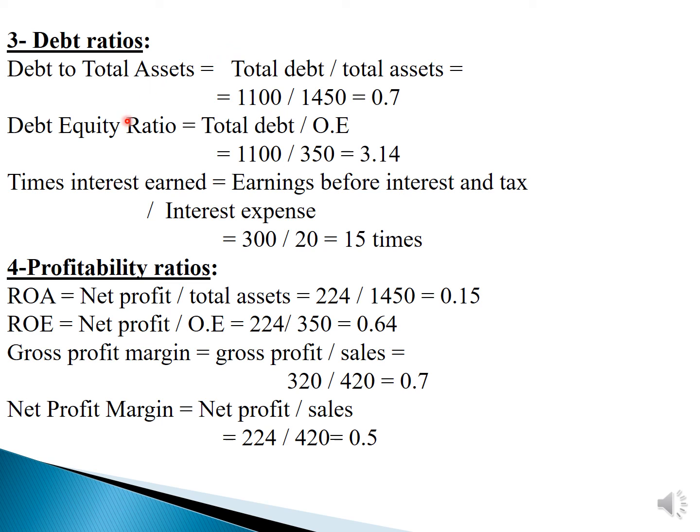And we are going also to apply the rules: total debt on owner's equity, and earnings before interest and tax. We are going to bring this number from the income statement and this number also from the income statement. About the profitability ratios, we have return on assets, return on equity, gross profit margin, net profit margin. Also, we are going to substitute directly in the rules to get the answer.